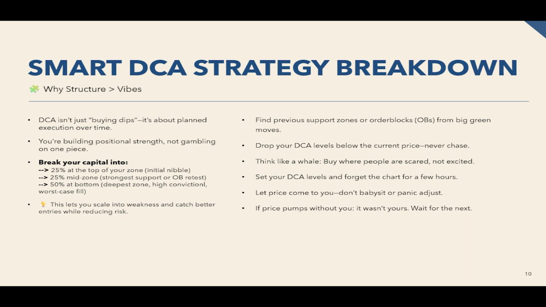So what you need to do is find previous support zones or order blocks from big green moves. Drop your DCA levels below the current price, never chase. What this means is, like I said, DCAing is dollar cost averaging, so your cost average levels go below the current price. If a coin is at 50K and you DCA'd at 40K and you're thinking about DCAing again at 50K just because you have high conviction on the coin, you should not be doing that, right? Never chase the current market cap.